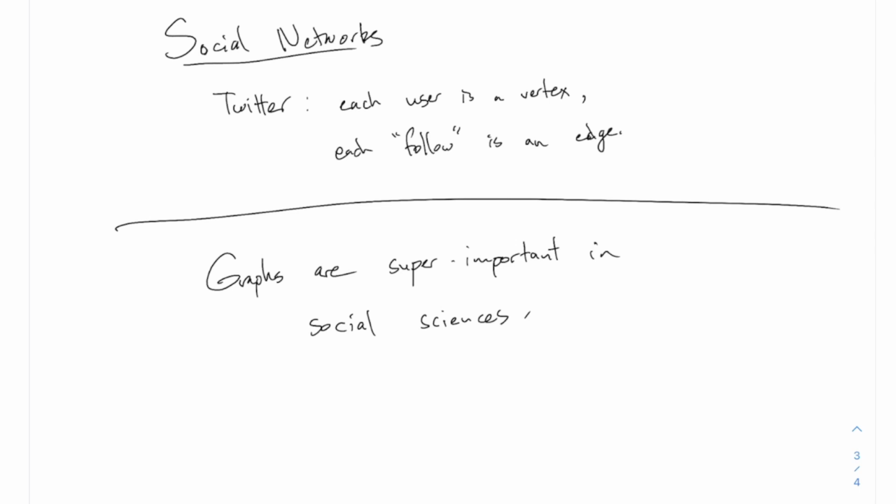Graph theory doesn't appear so much in physics, but it is super useful in the social sciences and in the analysis of man-made structures or societal structures. Graph theory is super important.